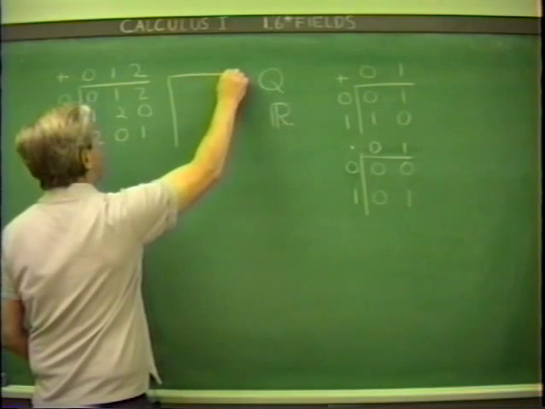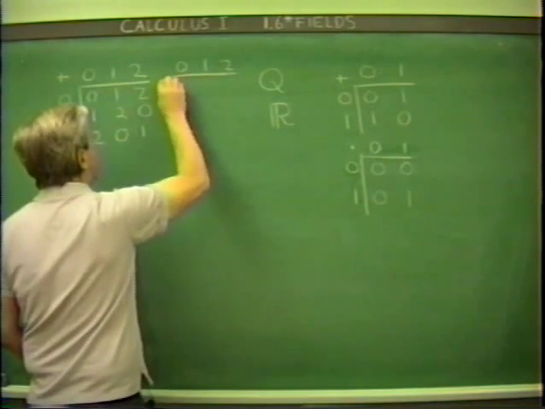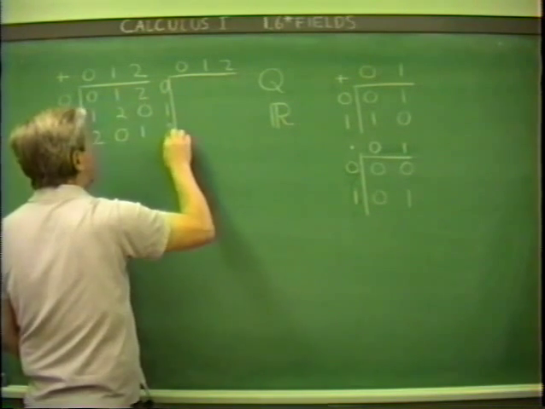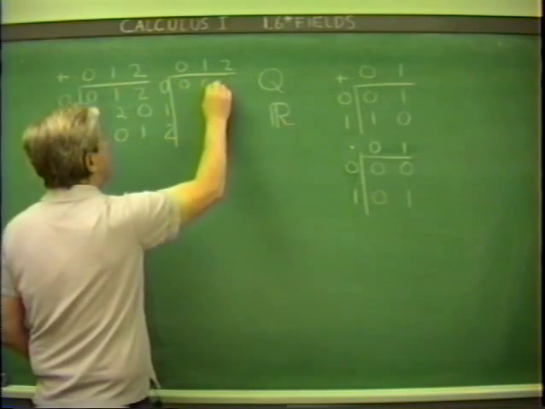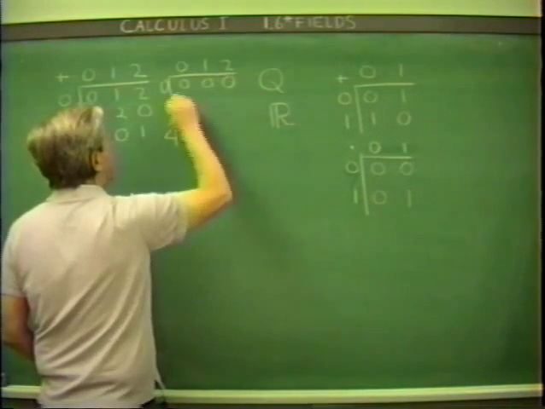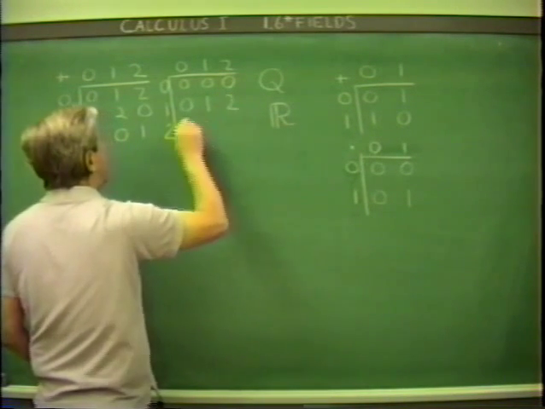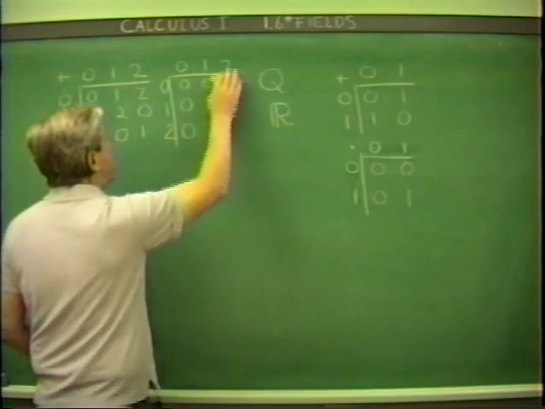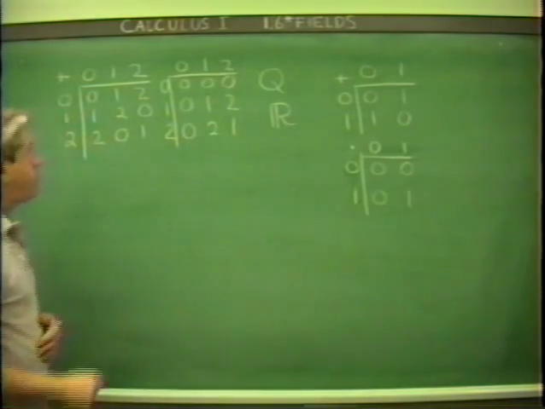Right? Multiplication would look like this. 0 times 0 is 0. 0 times 1 is 0. 0 times 2 is 0. 1 times 0 is 0. 1 times 1 is 1. 1 times 2 is 2. 2 times 0 is 0, 2 times 1 is 2, and 2 times 2 is 1.